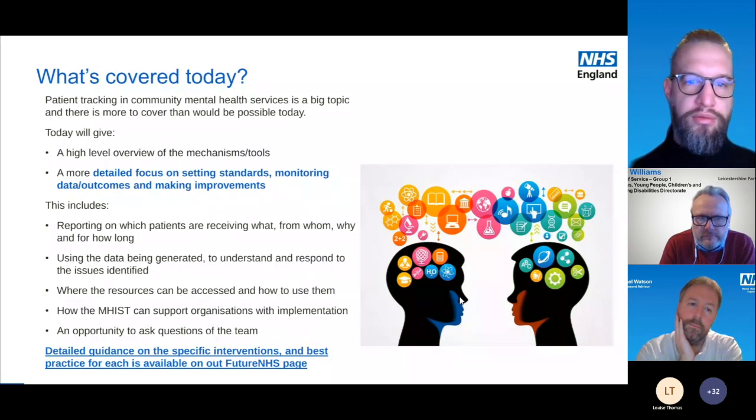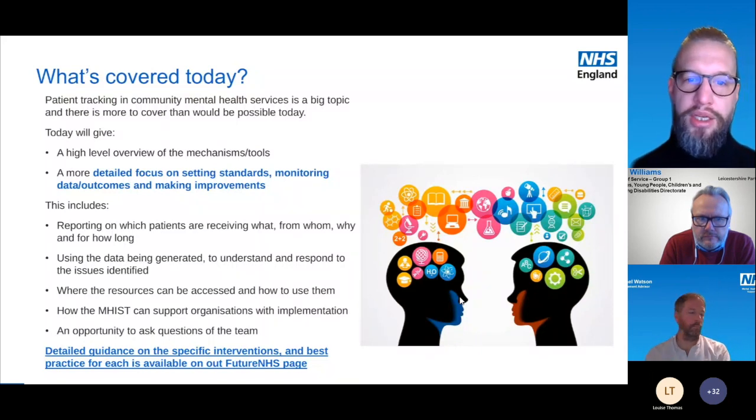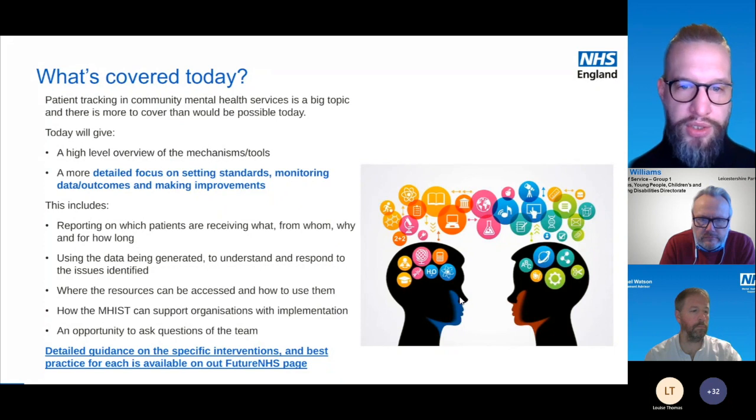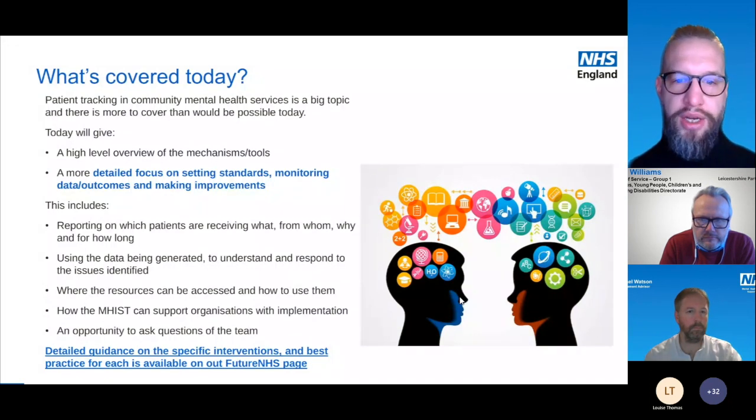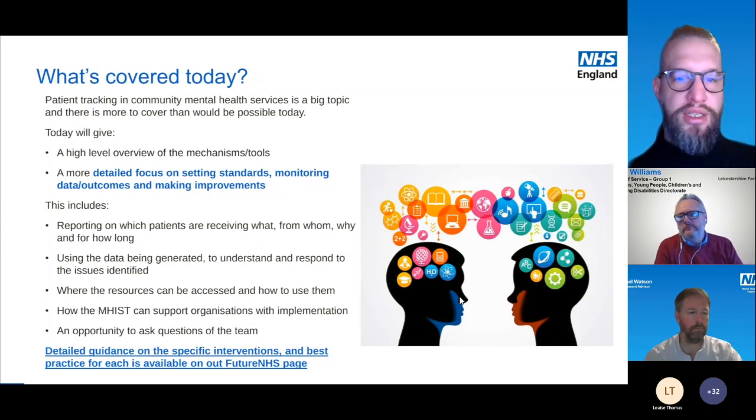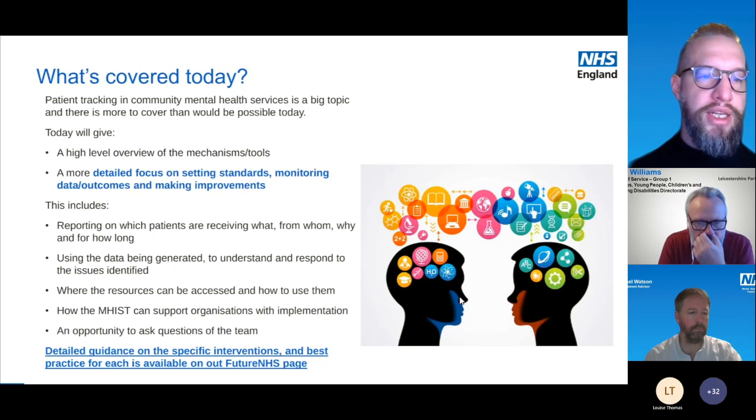And that's going to include reporting on which patients are receiving what, from whom, why, and for how long, using the data that's generated to understand and respond to the issues identified, where you can get the resources, how we can support you, and an opportunity to ask questions of the team. And as I said on the first slide, detailed guidance on all of the specific interventions and best practice for each is available on the Future NHS page.